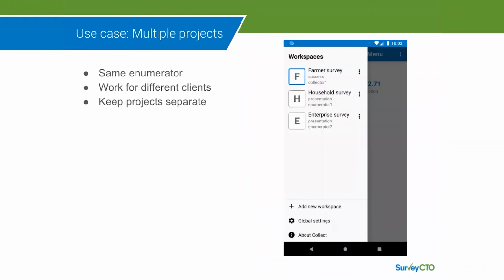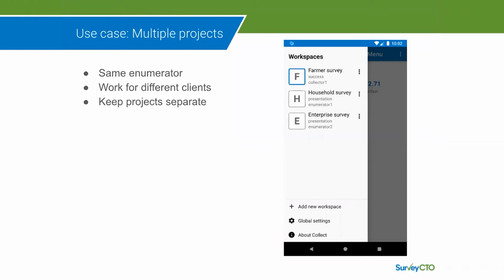Another great use of workspaces is for working on multiple projects on the same device, even if those projects are for different clients. An organization can be hired by 2 different clients, even if the organization only has 1 collection device per enumerator, and they can create a workspace for each client. That way, the client's forms and data are kept separate, and the enumerator can easily switch between them as needed.